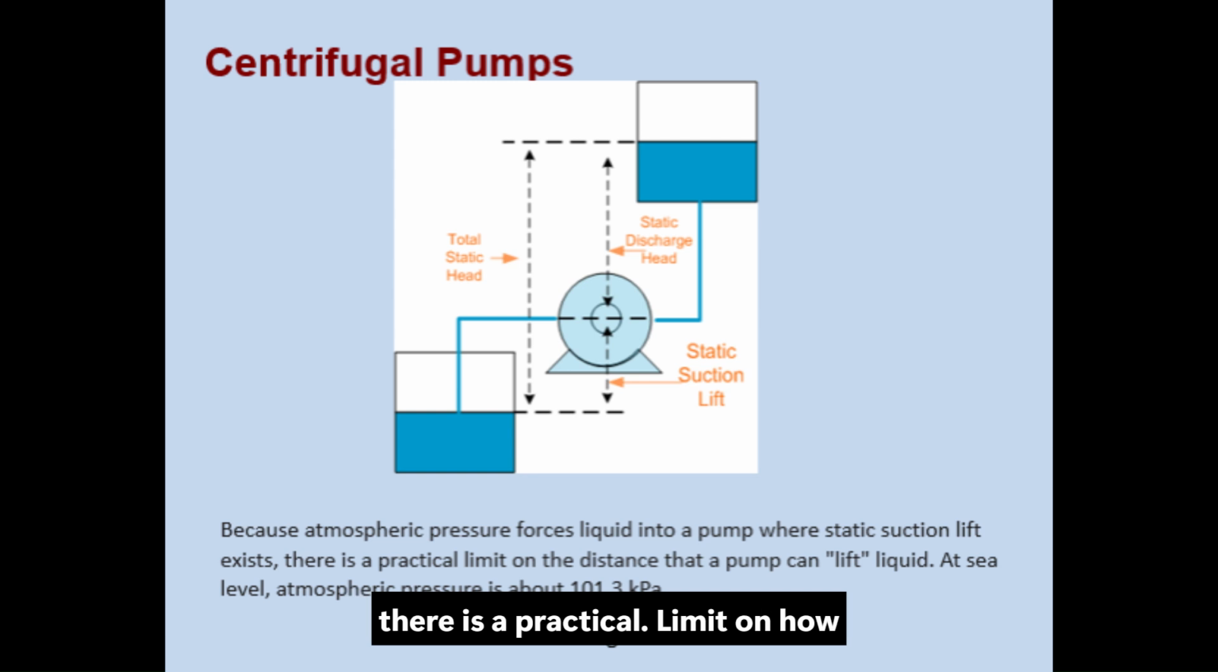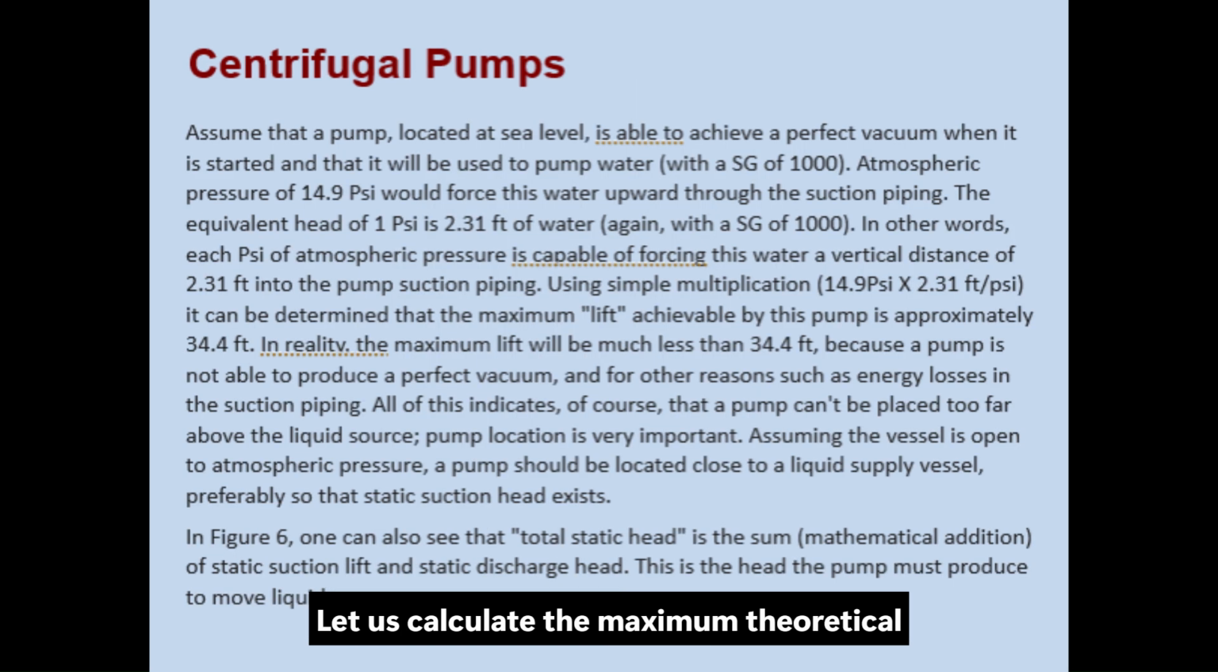This means there is a practical limit on how far a pump can lift liquid. At sea level, atmospheric pressure is approximately 101.3 kilopascals. This physical limitation is a critical consideration when determining pump placement relative to the liquid source. Let us calculate the maximum theoretical lift.